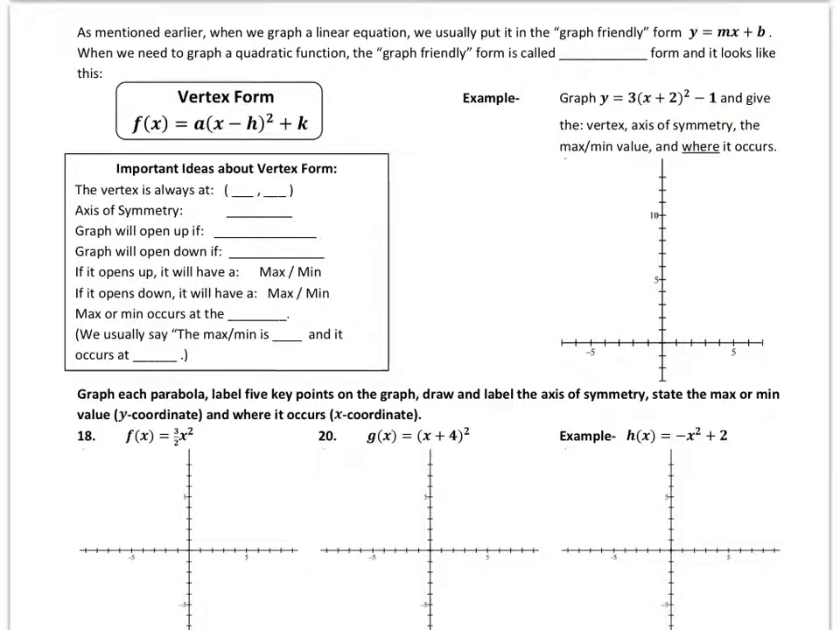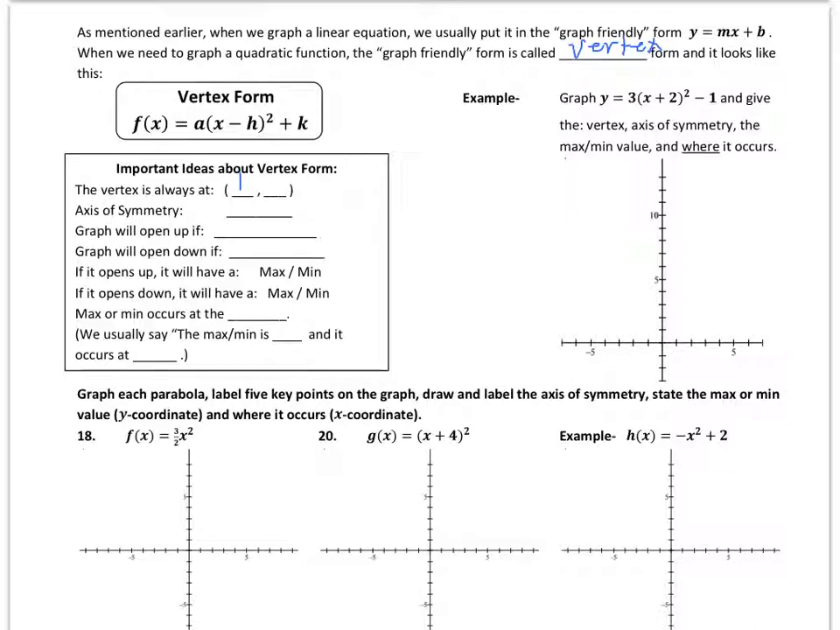Let's tie this together a little bit. As mentioned earlier, when we graph a linear equation, we like the graph-friendly form, which is y = mx + b, slope-intercept form. What we've been working with for quadratics is also a graph-friendly form, and it is called vertex form. We call it vertex form because it gives us our vertex. We knew exactly how to shift it to find our new vertex. The general form is f(x) = a(x - h)^2 + k. So where's the vertex then? At this one, the vertex is at?